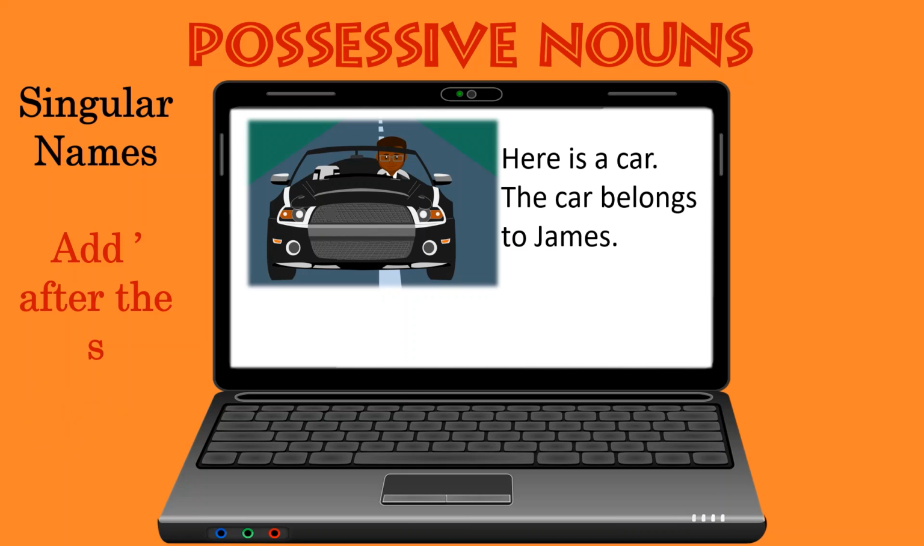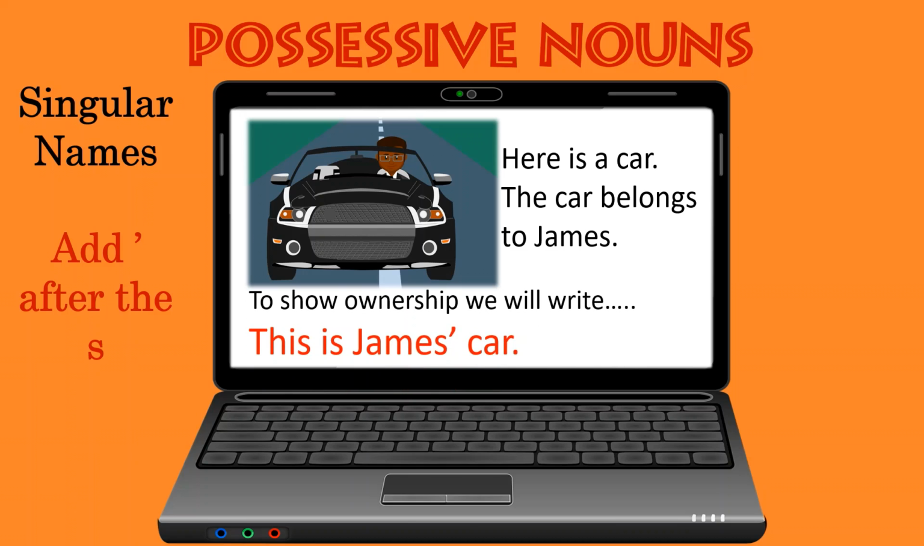The car belongs to James. To show ownership, we will write, this is James' car. Once again, the rule, add an apostrophe after the S. And we have James, J-A-M-E-S, and we just added an apostrophe. So it is, this is James' car.